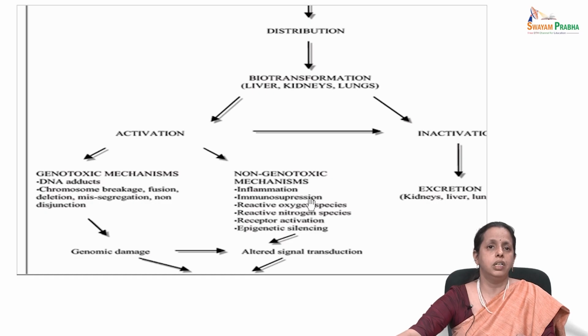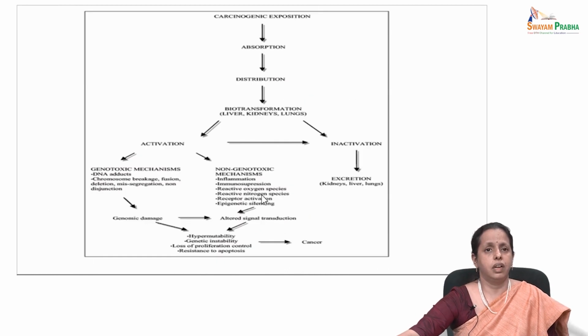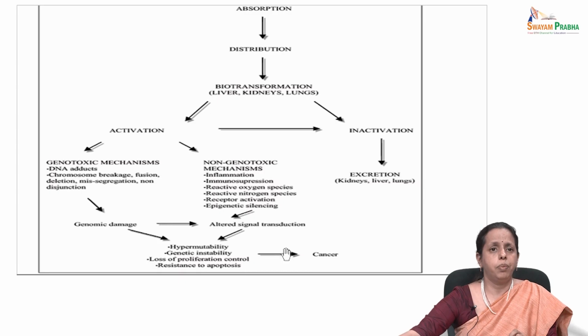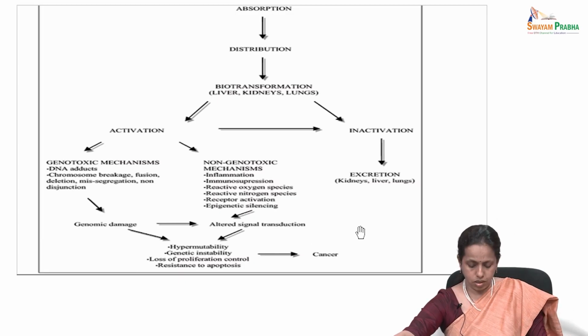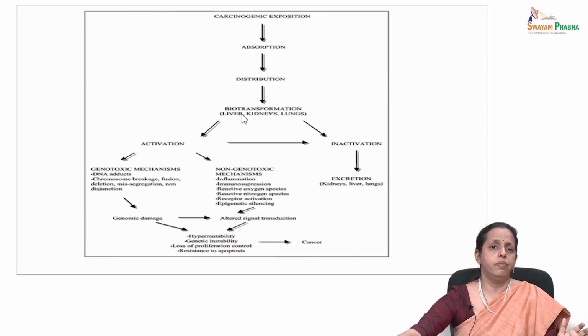You will have your inflammation, activating immunosuppression, then your ROS and RNS. These are very, very vital compounds we will discuss later on, and then you have your receptor activation and the epigenetic signaling. All this would lead to altered gene signal transduction, which would lead to genetic instability, and then the loss of proliferation control, and resistance to apoptosis. So, these are all typical hallmarks of cancer. This is how a carcinogen will lead to its effect in the progression of cancer.